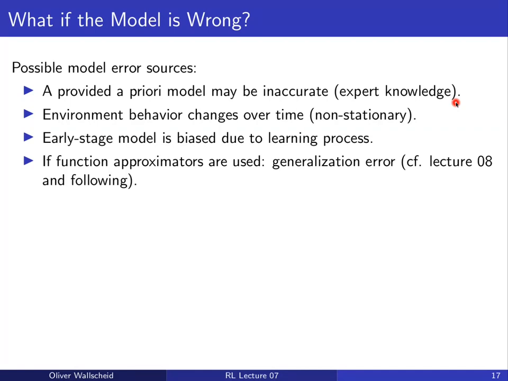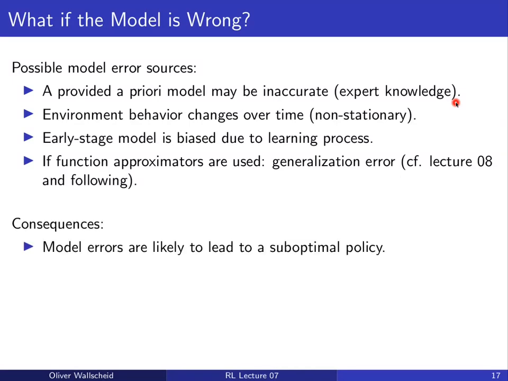That function approximator may not be accurate itself because it is a parametric function trying to predict what is happening based on a limited number of parameter values, and this can lead to so-called generalization error, a general inaccuracy which comes from function approximation, which can then of course also be a model error. So the consequences are more or less straightforward.